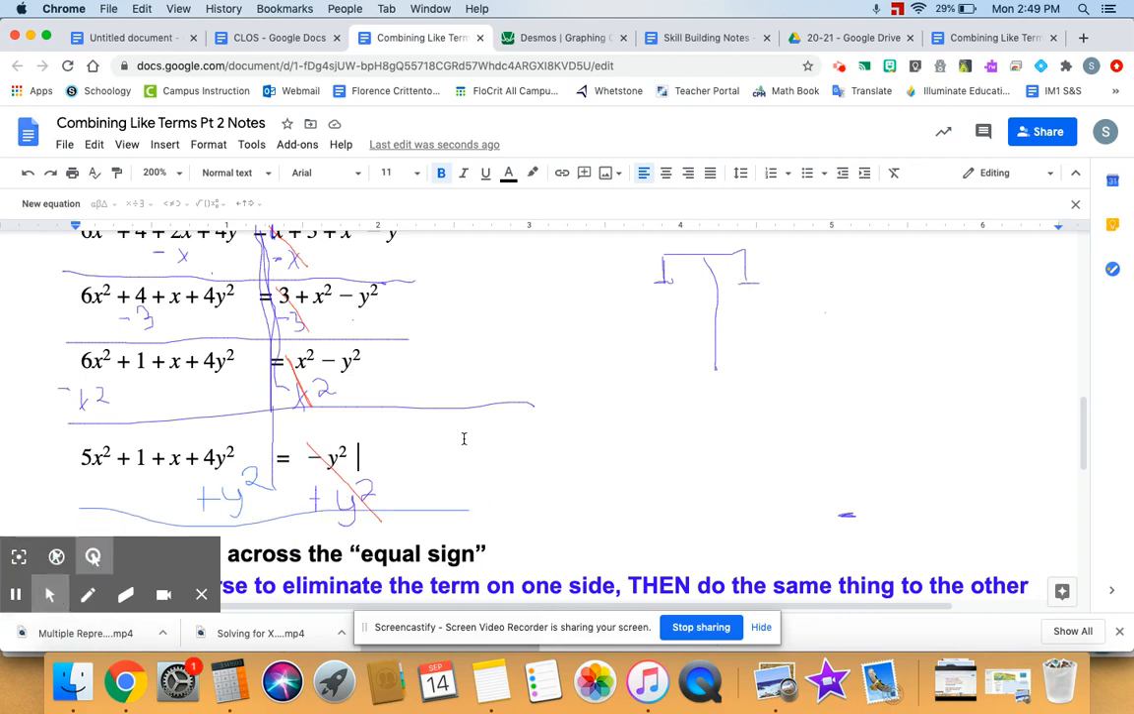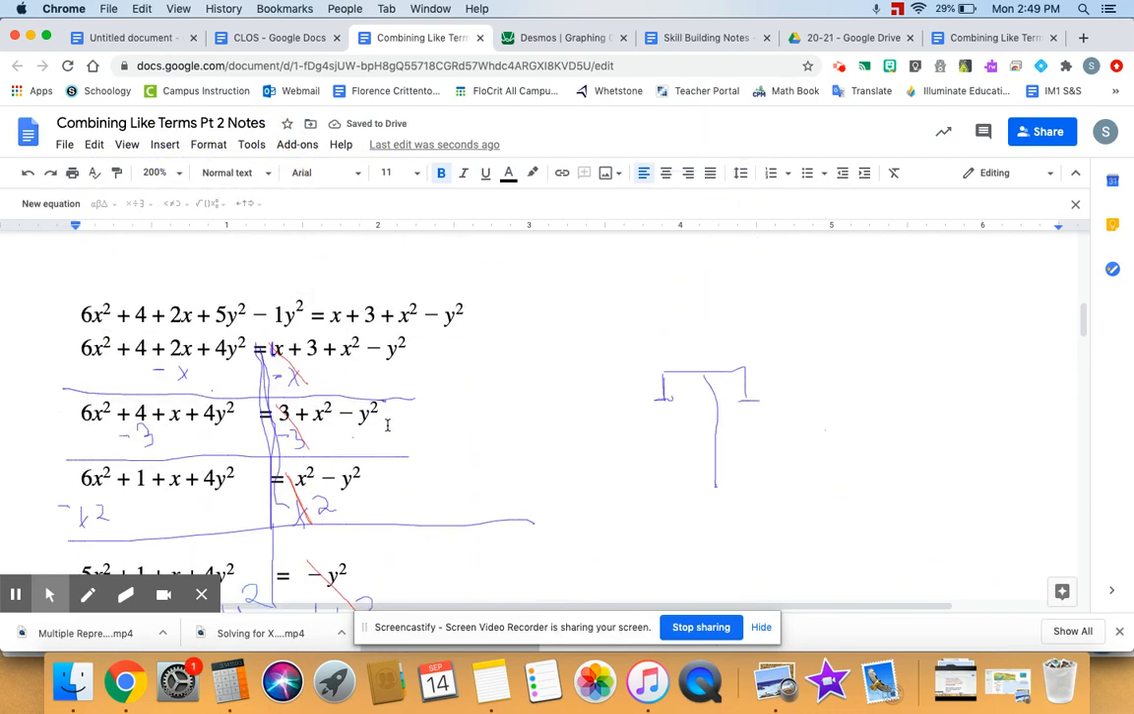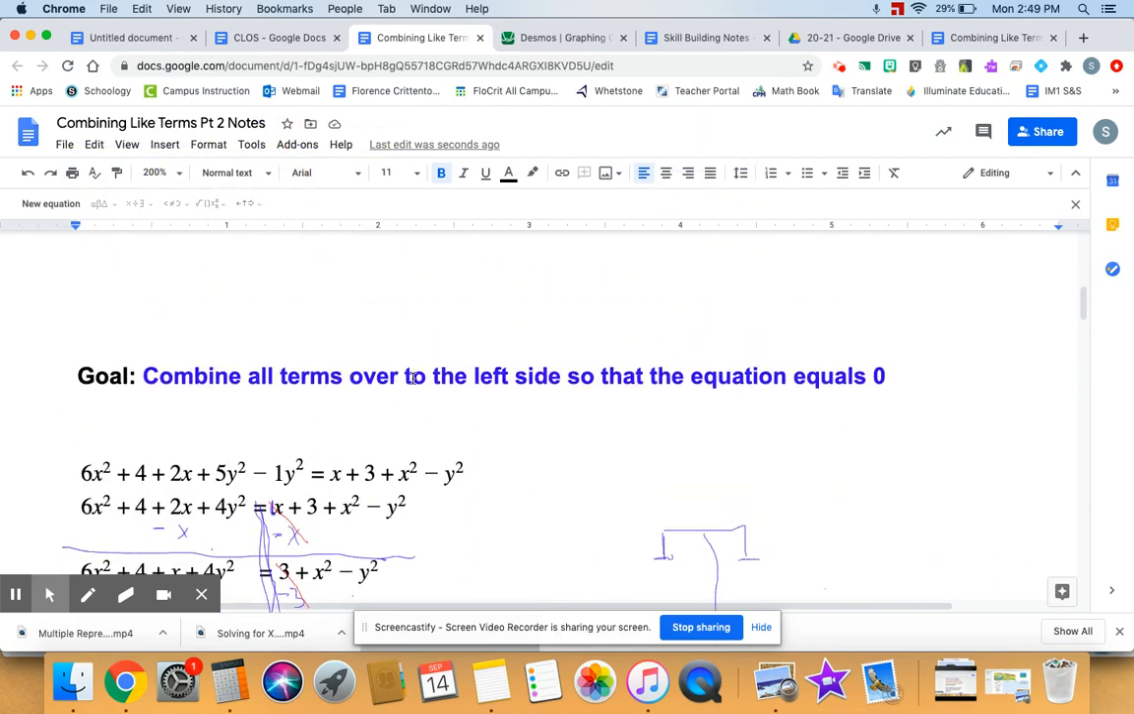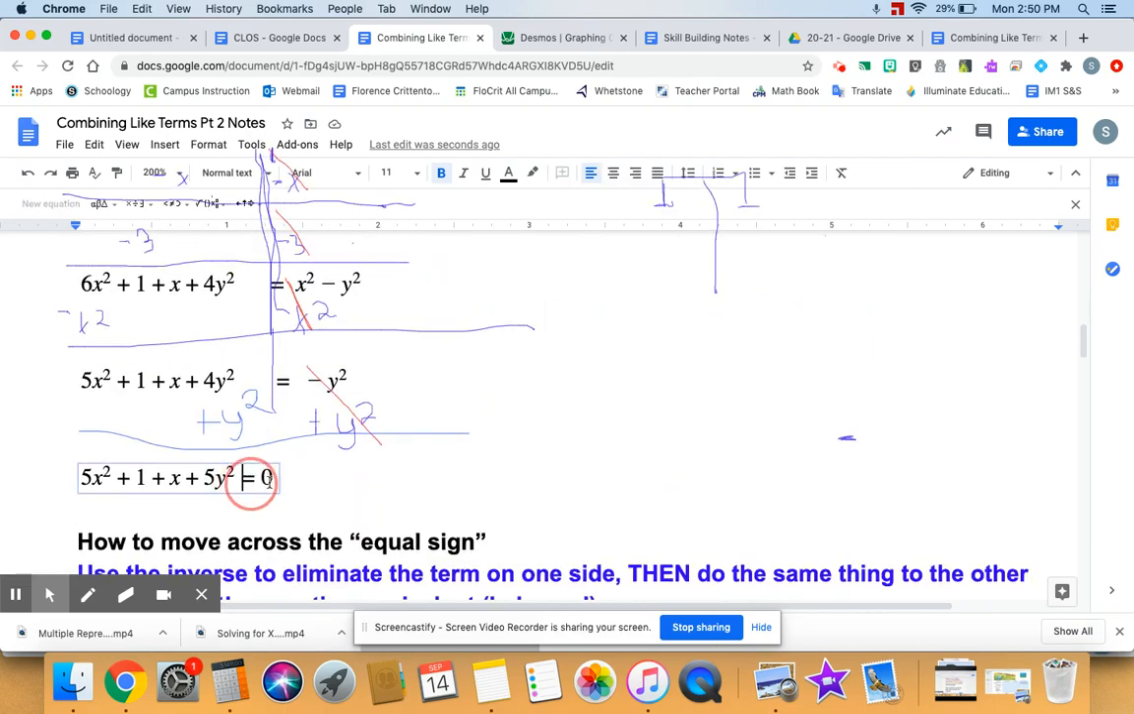And then when I do my math, I get that I still have 5x squareds plus 1 plus x. Then 4 y squareds adding another one becomes how many y squareds? 5 y squareds. They're positive, so I had to put the plus. Now it equals, when this one cancels and there's nothing left, it equals 0. So now I am done, because remember from the very beginning, my whole goal was to combine all my terms over, take them all over to the left side, so that it equaled 0, which it does.